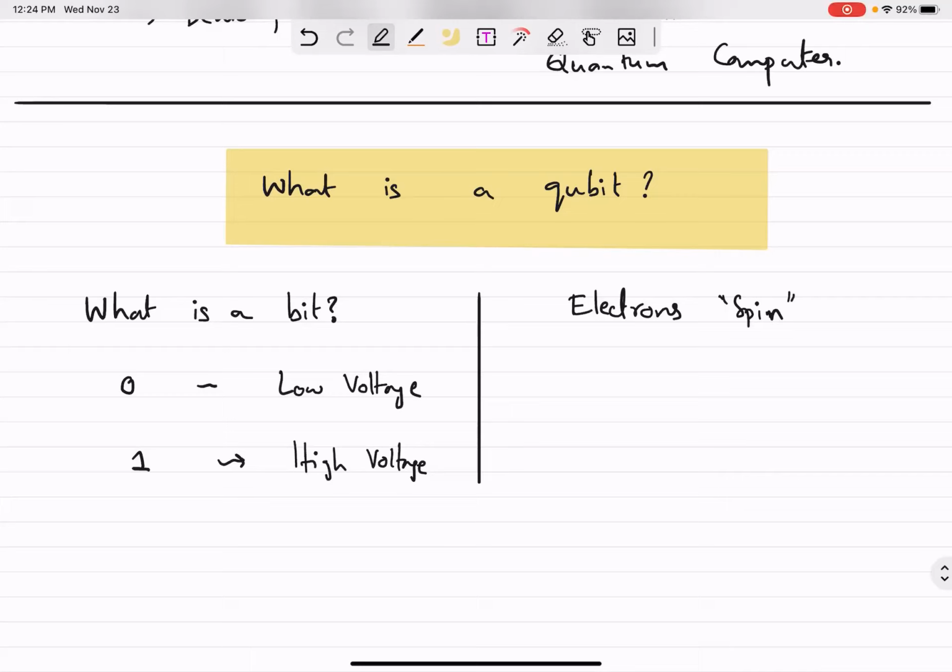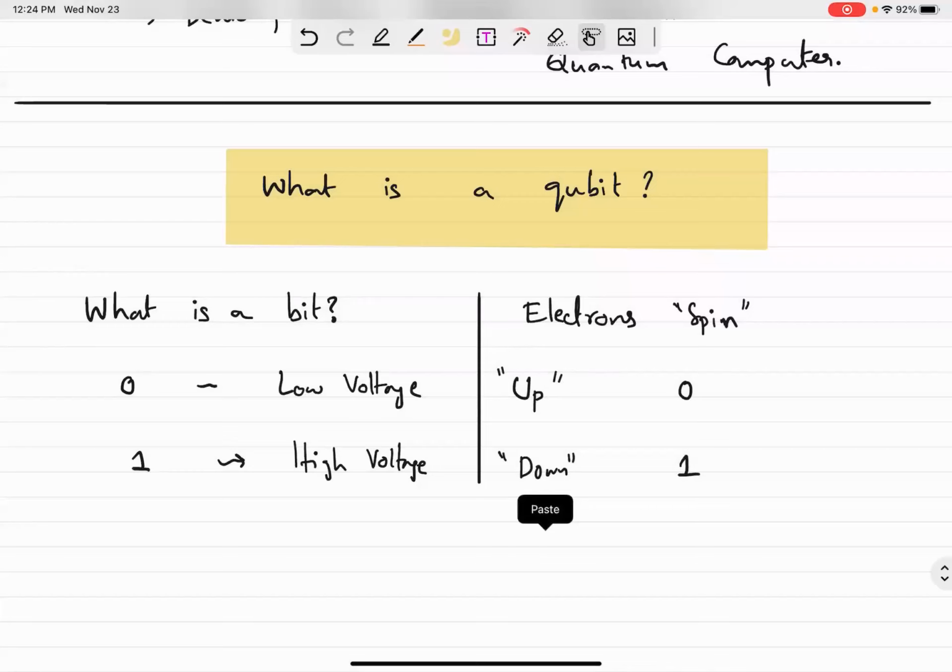So spin has two states again, something called up and something called down. You can think of up as being 0, maybe down as being 1. Okay. And similarly, you also have photons.